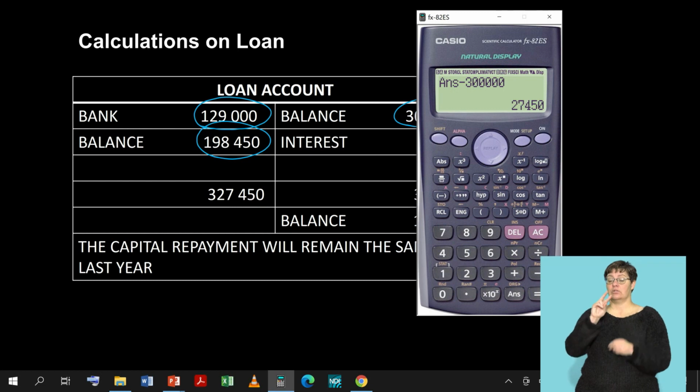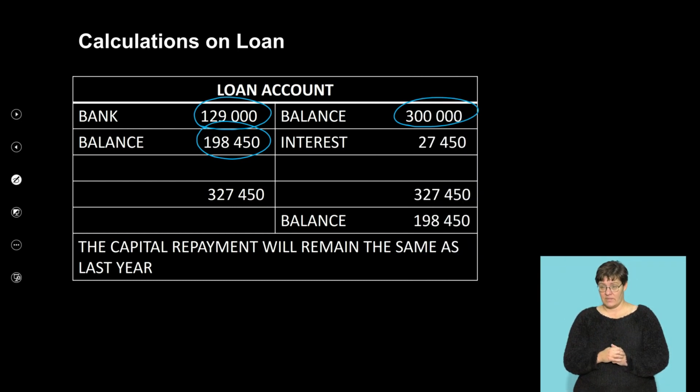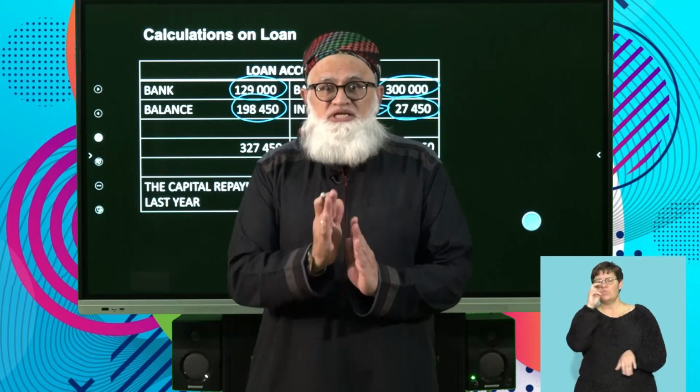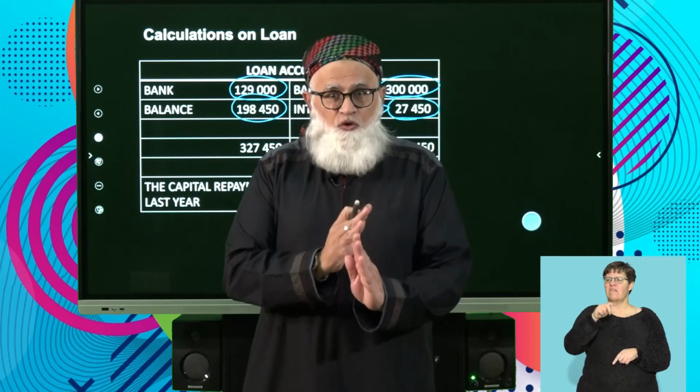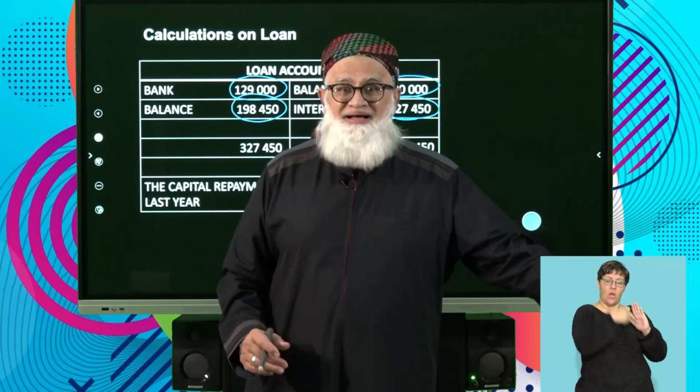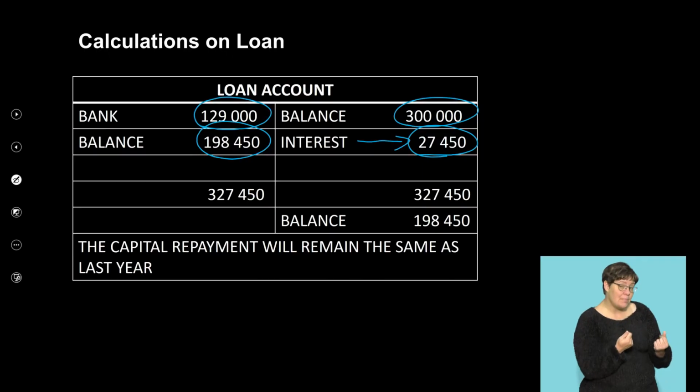Will give you a missing figure of 27,450. Here we go. There's your 27,450 as your interest that has been capitalized. What do you need the 27,450 Rand for? The 27,450 Rand will go to your statement of comprehensive income. Under the bottom section, you'll say there, interest expense. How much?